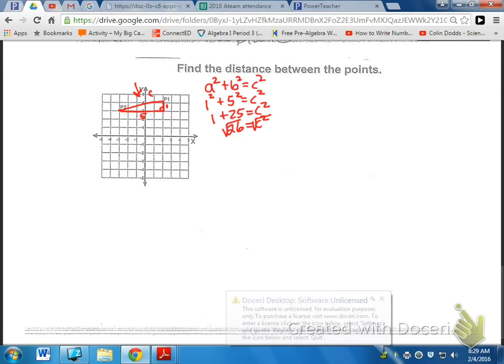Not going to come out evenly, is it? So we're going to round. It came out to 5.09, and I'm going to make it 5.1.